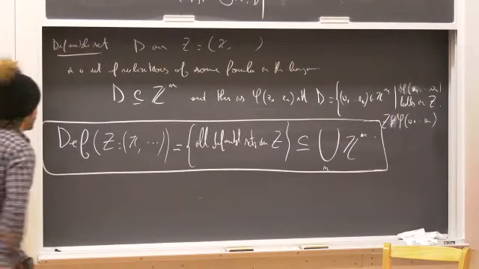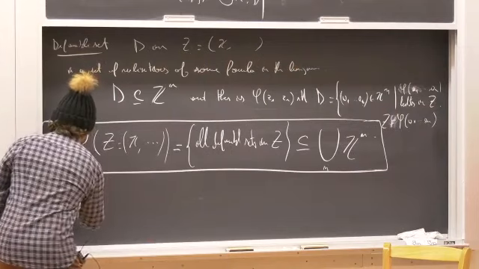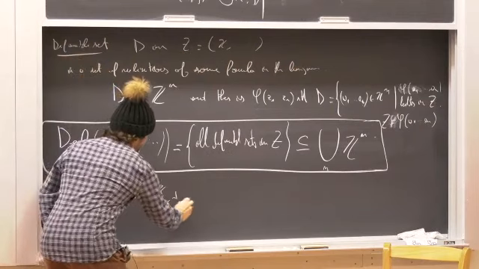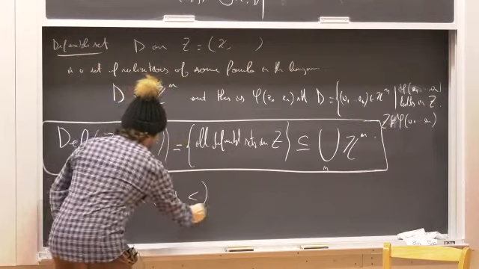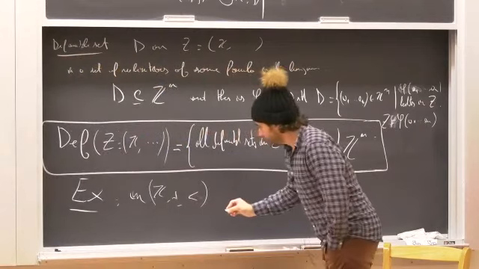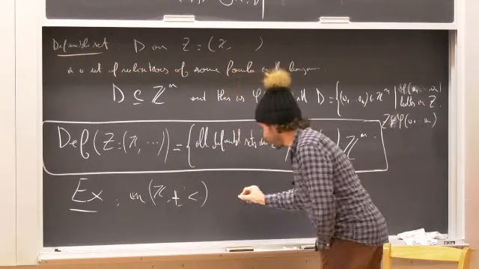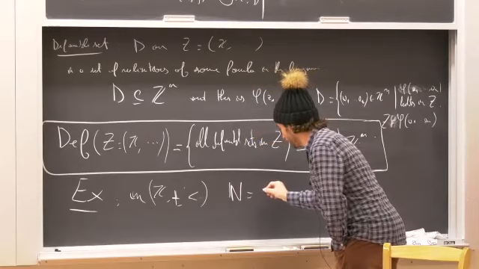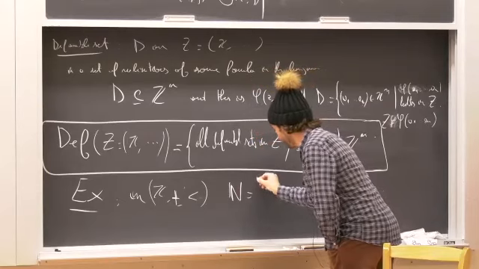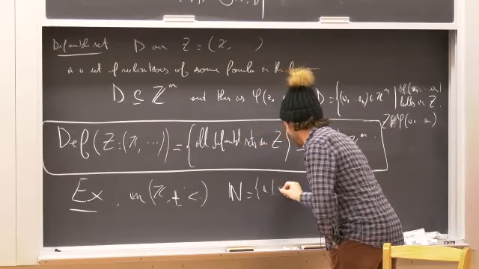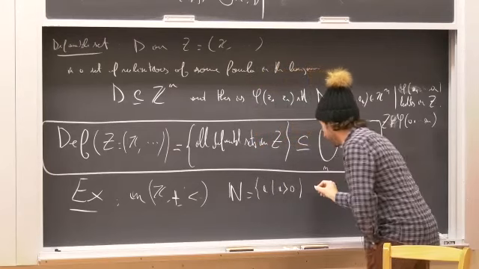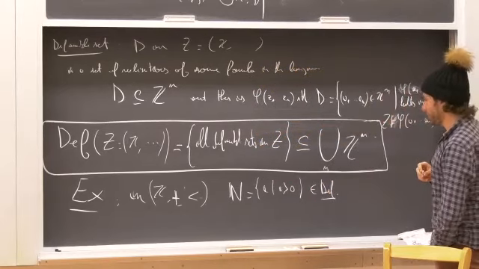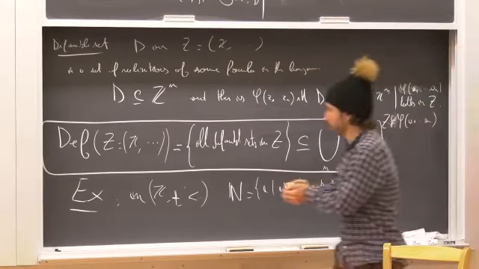Okay, so let's look at some examples. For instance, in Z plus, in the Presburger structure, N is the set of realizations of the formula: the set of A such that A is greater than 0, right? So it's a definable set. This is a bit of a silly example.